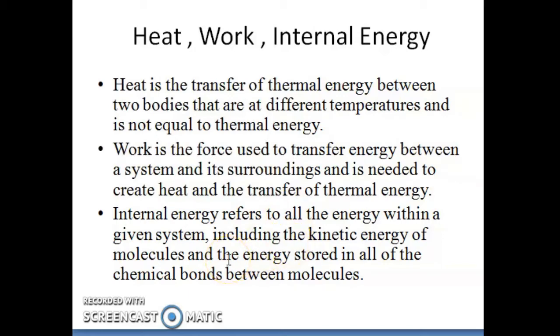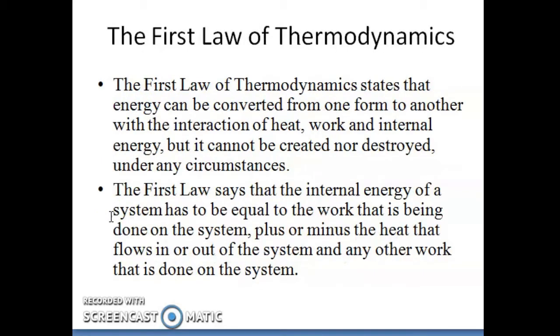And the third one is internal energy. It refers to all the energy within a given system, including the kinetic energy of the molecules and the energy stored in all of the chemical bonds between the molecules. So in the first law of thermodynamics, we discuss three concepts: heat, work and internal energy.